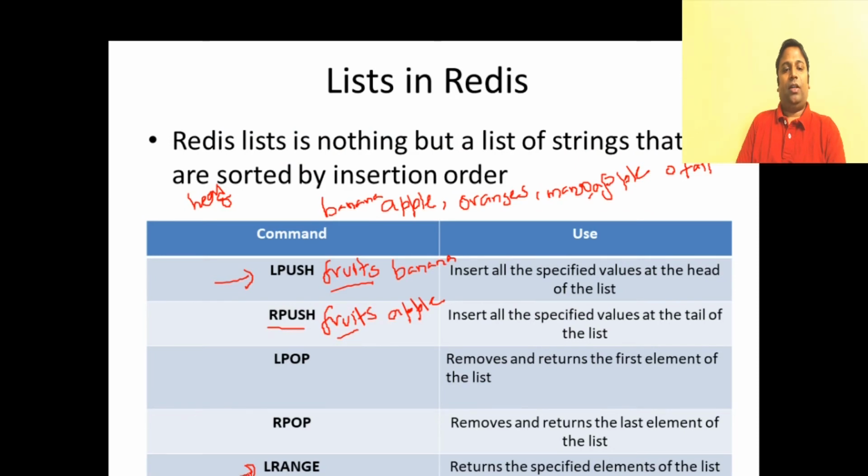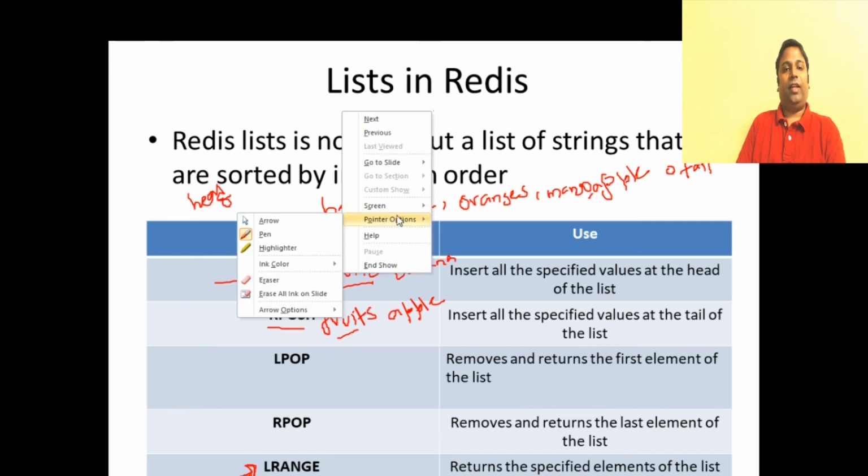Let's take a look at the next command, lrange. Let me explain that with an example here. What is the use of lrange? Let me go to a white screen. So let us consider this list. Say we have apples, oranges, mangoes, and then apples. So we have a list of items, and the items here have an index.